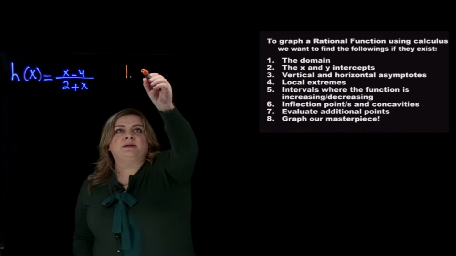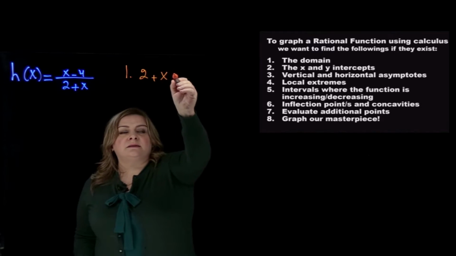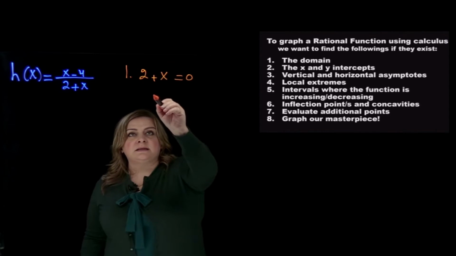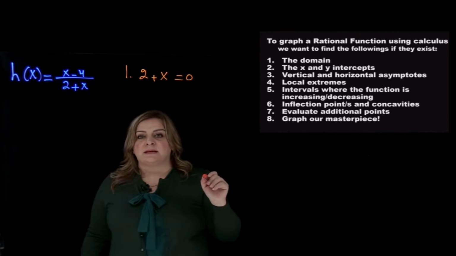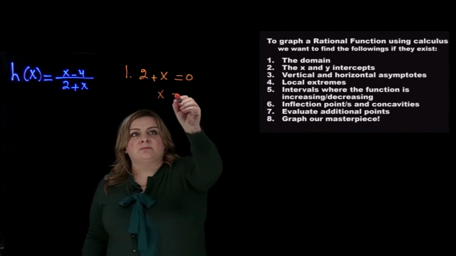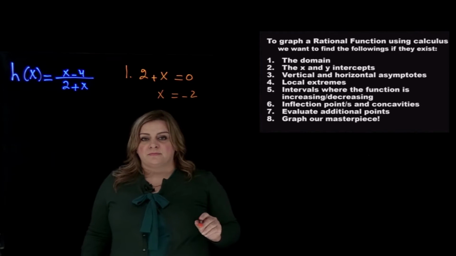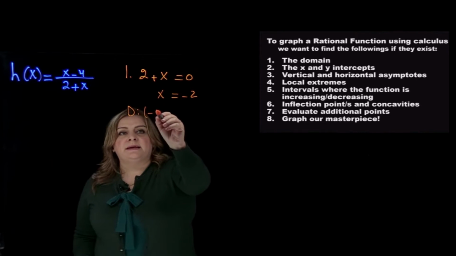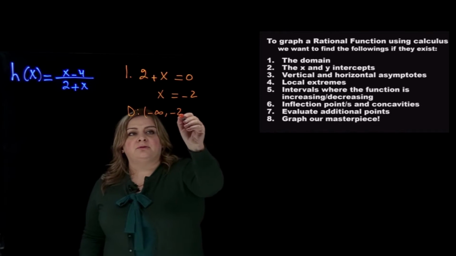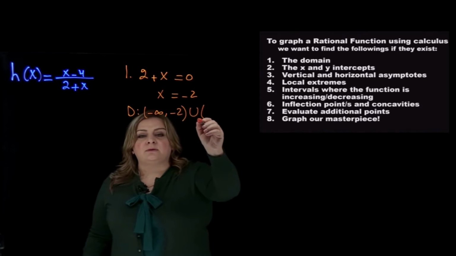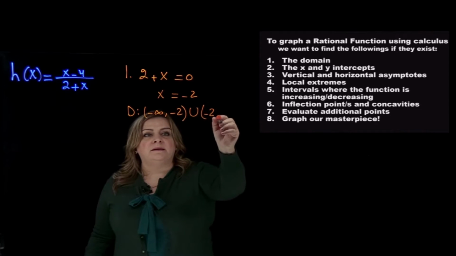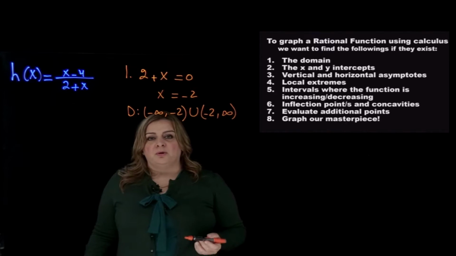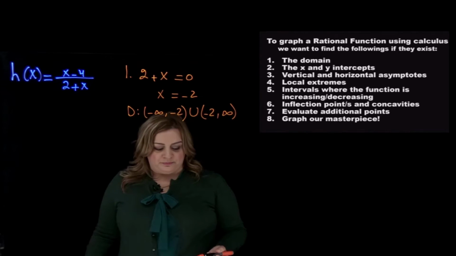So our denominator here is 2 plus x, and we set it equal to 0. We want to find x, so we subtract 2 from both sides, and we get x equals -2. Now the domain will be (-∞, -2) and (-2, ∞). As you see, we excluded -2 from our domain. We're done with the first step.